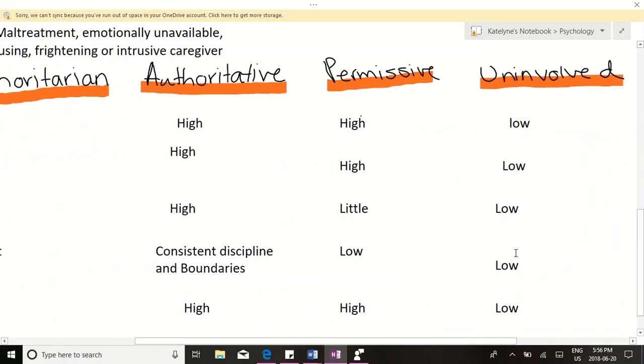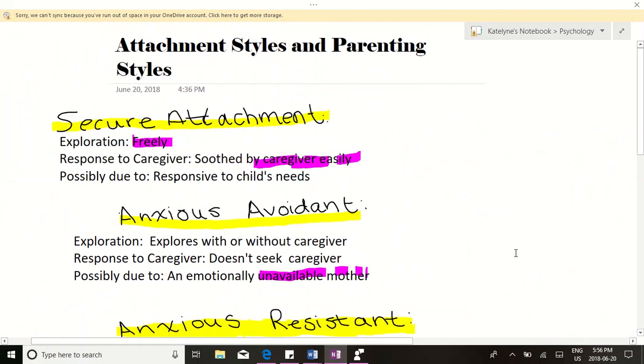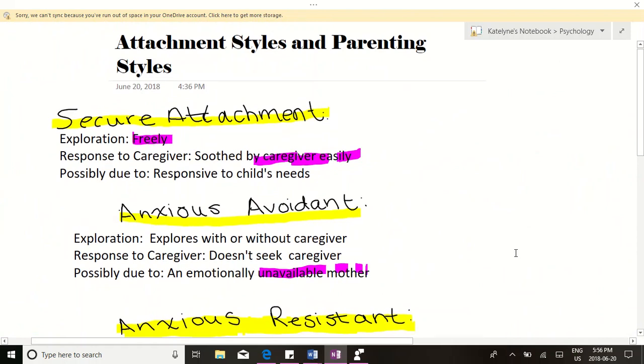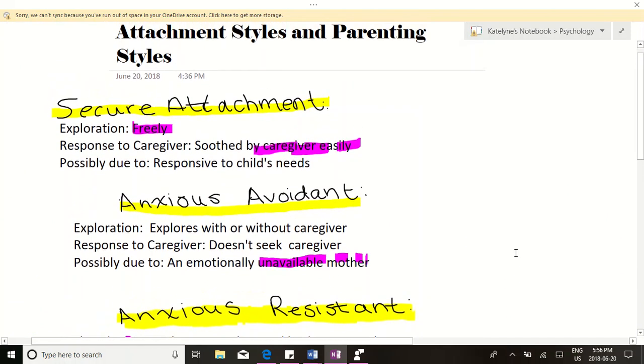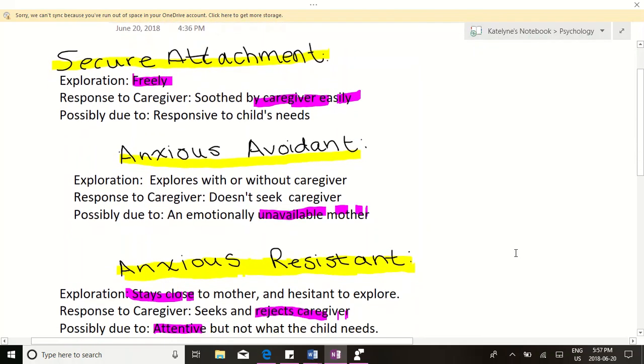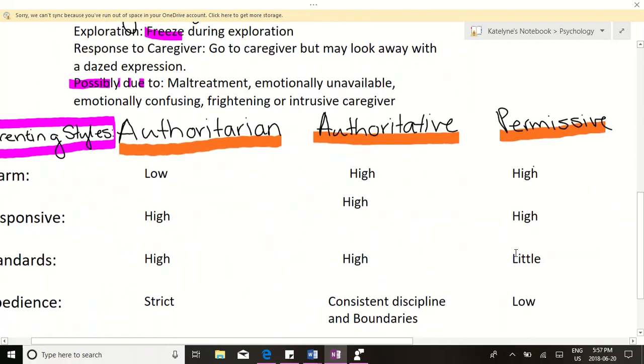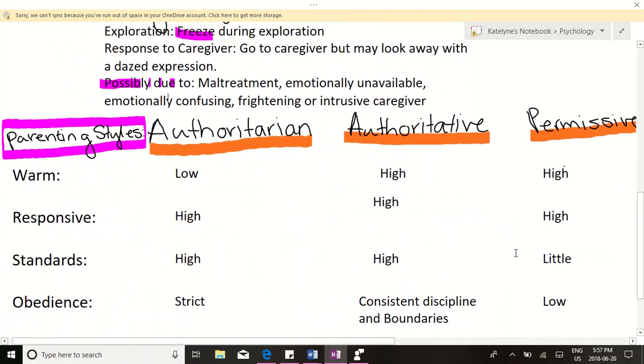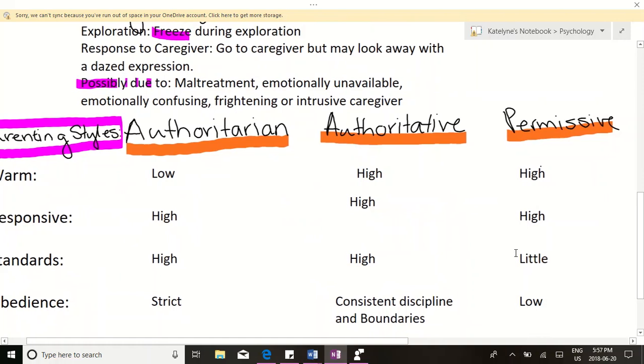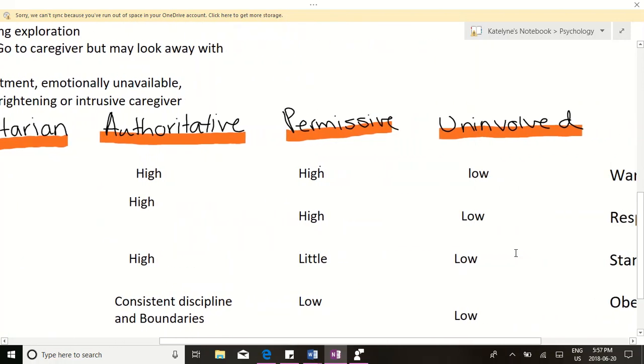So we went over today different types of attachment styles and parenting styles. We went over the 4 types of attachment styles: secure, anxious avoidant, anxious resistant, and disorganized and disoriented. And the last thing we went over was parenting styles, the 4 types: authoritarian, authoritative, permissive, and uninvolved.